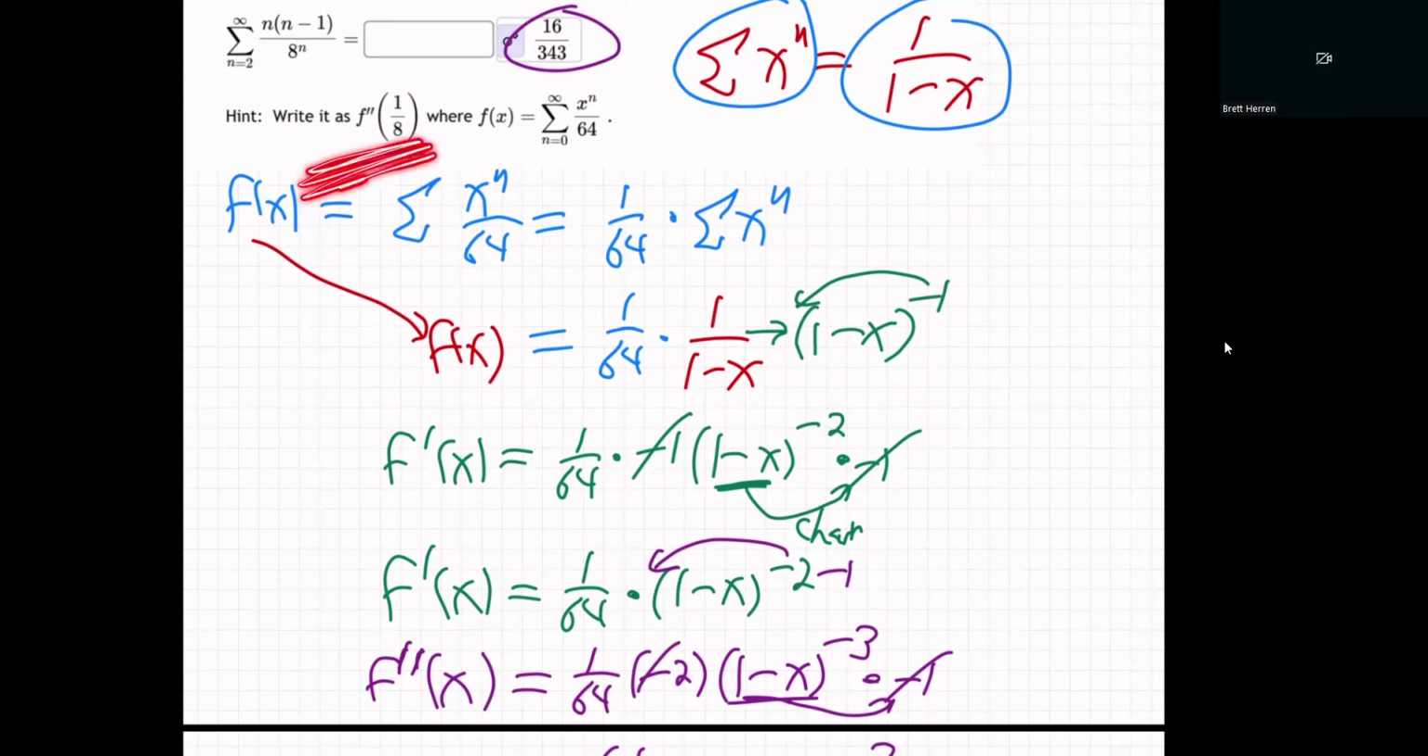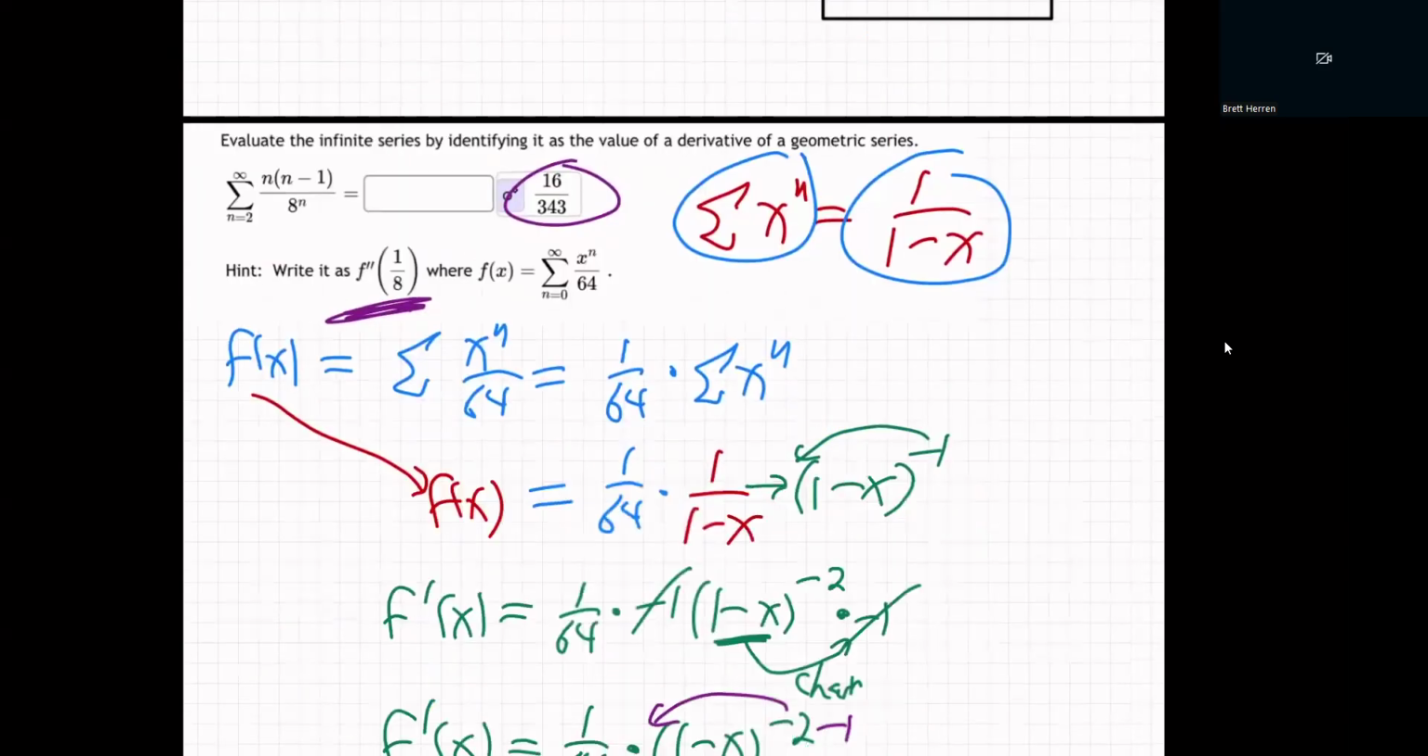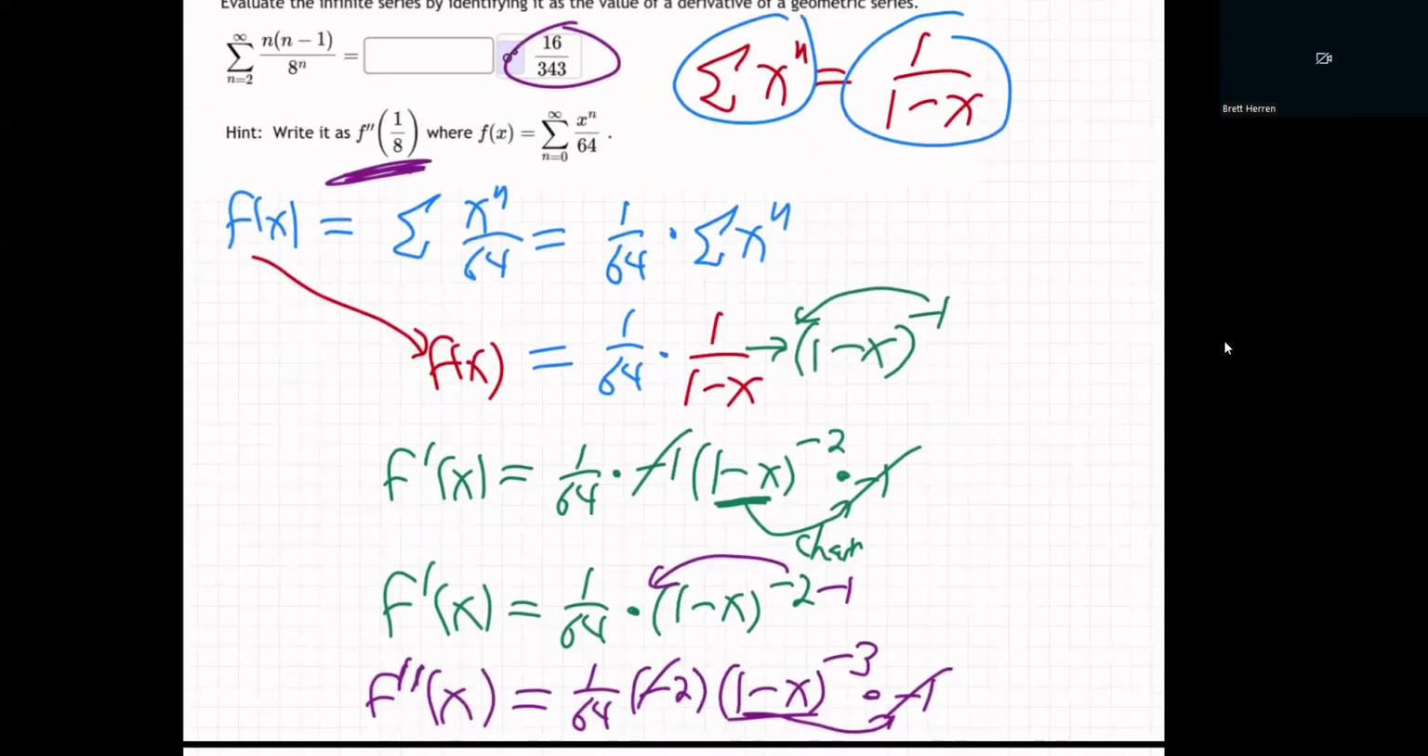Okay, so I did their hint, F double prime of 1/8, and I got the right answer, but why? This is what we were saying, that the sum here equals 16 over 343 because it's F double prime of 1/8. Why? Well, let's take a look. I'm just going to take this real quick and prove it. I'm going to take the sum of n times n minus 1 over 8.